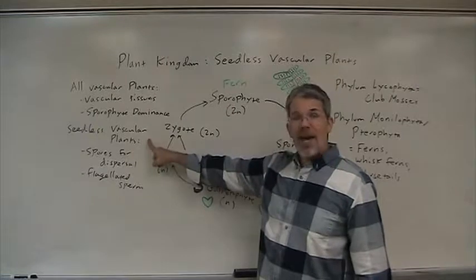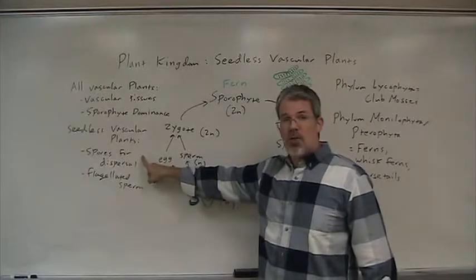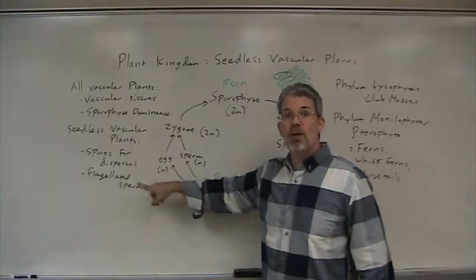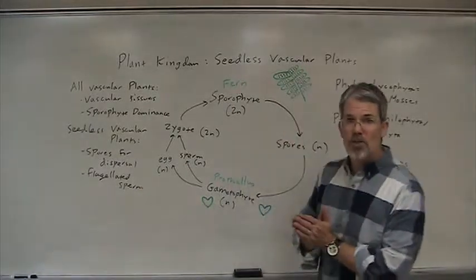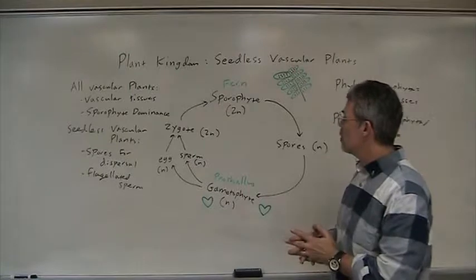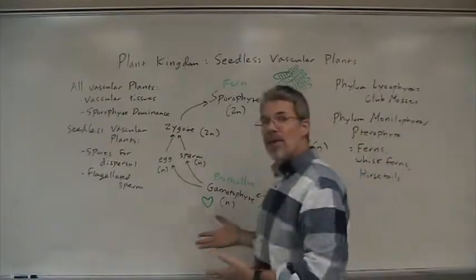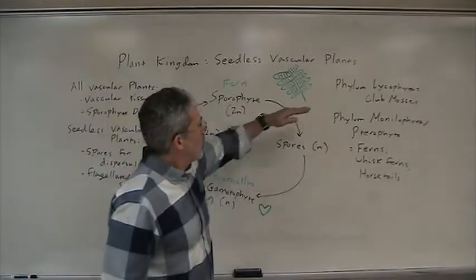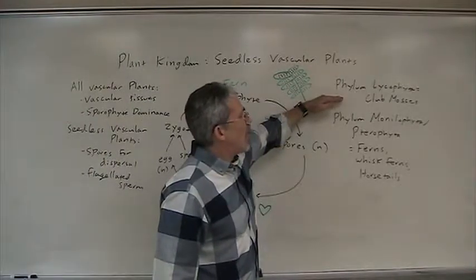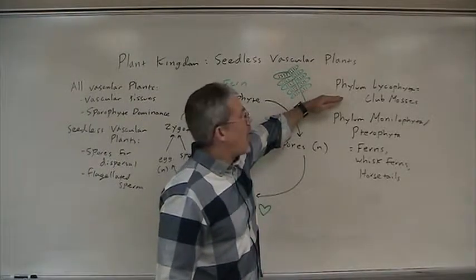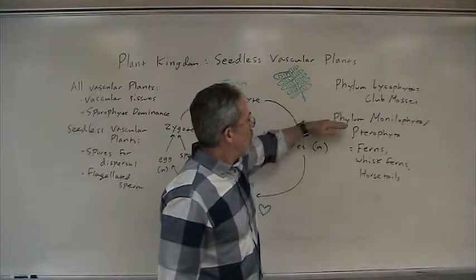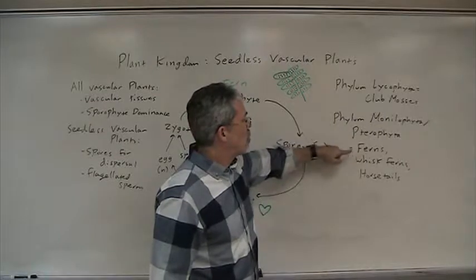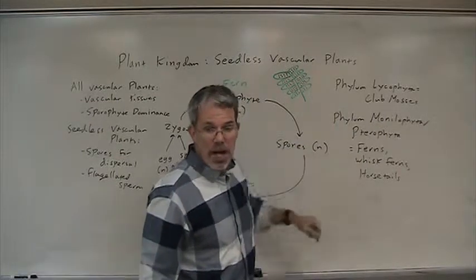For seedless vascular plants, they still use spores for dispersal, and most of them still have flagellated sperm, which requires environmental moisture to complete the life cycle for fertilization. We have the same life cycle as before, but before we go into that, we've got the phylum Lycophyta or Lycopodiophyta. These are the club mosses. We have the phylum Monilophyta, also known as the Pterophyta, which includes the ferns, the whisk ferns, and the horsetails.